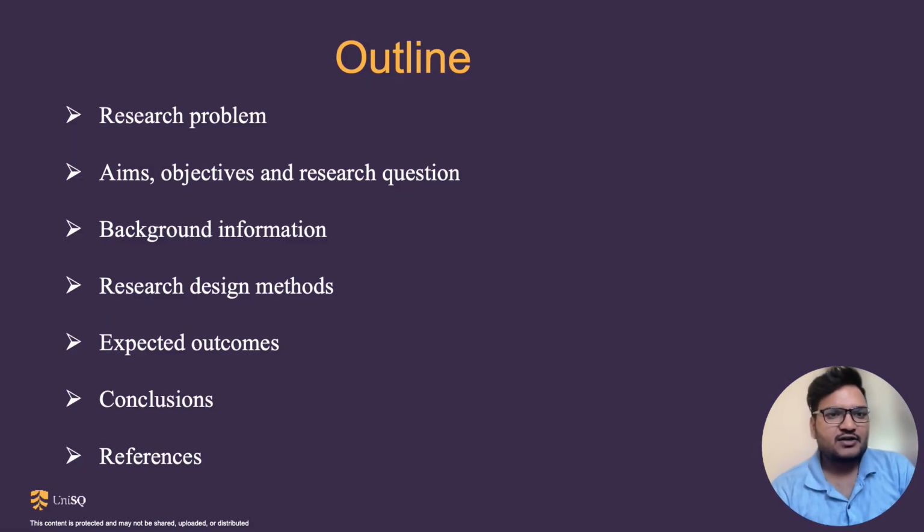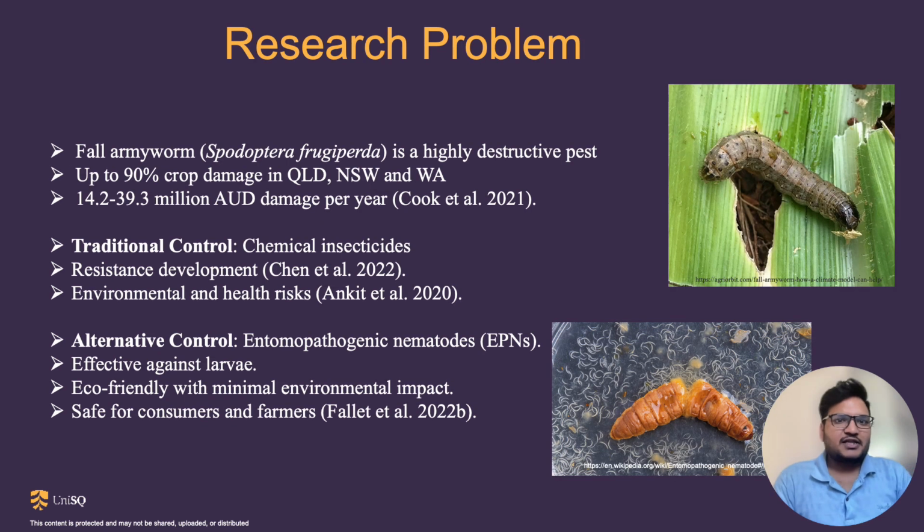So, this is the outline of my presentation slide. Starting from the research problem, fall armyworm is a highly destructive agricultural pest. It has rapidly spread from west to east, and it was first identified in Western Africa. 90% of the crop damage in Australia was observed in Queensland, NSW, and Western Australia. Around 14.2 to 39.3 million Australian dollars of damage per year was recorded through the fall armyworm. Within 10 years of the outbreak, major damage was recorded all around the globe.